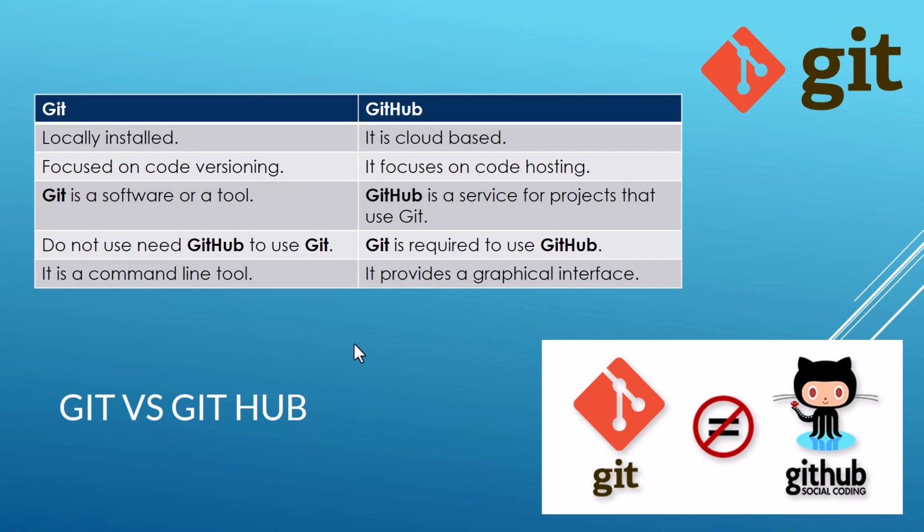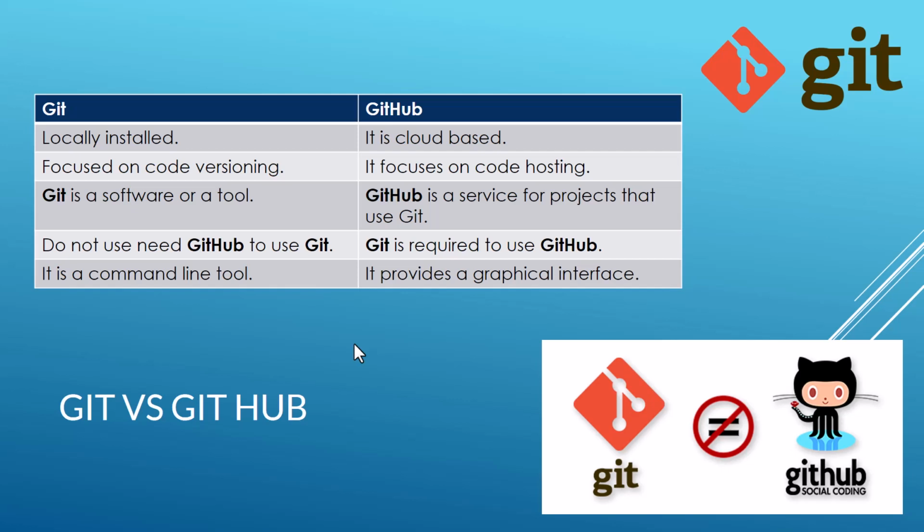Git is a distributed version control system that allows developers to track changes made to their code base over time. It is a command line tool that is installed on a developer's computer and can be used to track changes made to code, create branches for testing new features, and merge changes made by multiple developers.